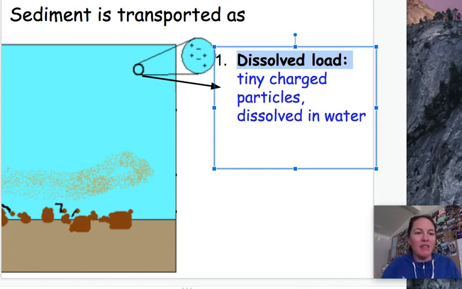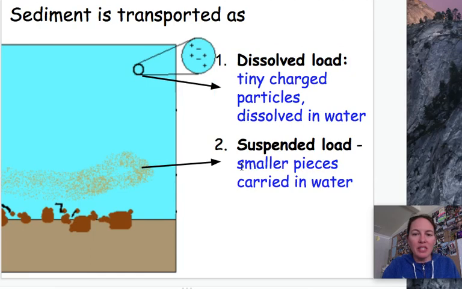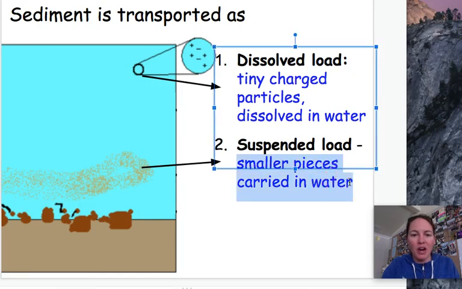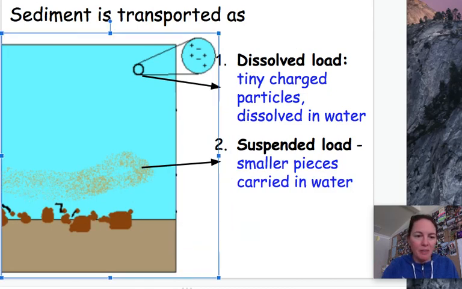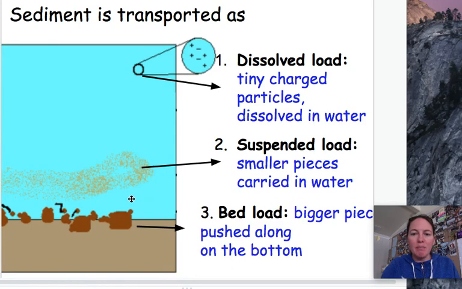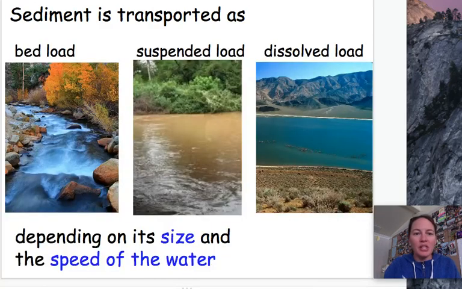The second level is suspended load. These are smaller pieces that are carried in the water. Now, you can see them because they turn the water kind of brown. See these little brown specks right here? And then the third one is bed load. These are bigger pieces that are pushed along the bottom of the river. These are the rocks, the gravel. They're not actually lifted up into the water, but they're pushed and tumbled along the bottom of the river. So there's the three types.